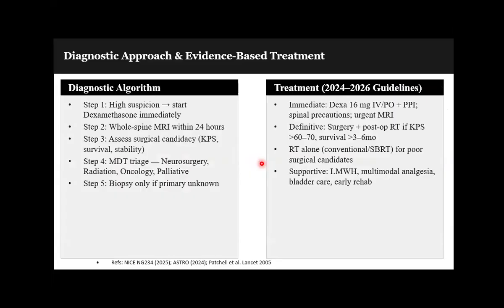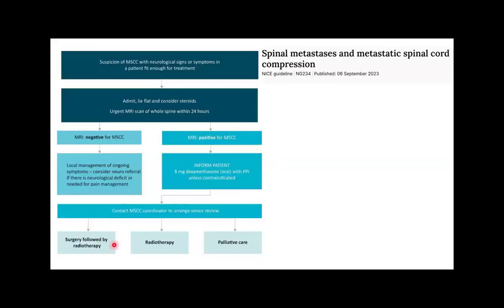Diagnostic approach and treatment, as we discussed, initiate steroids before imaging if clinical suspicion is high, and obtain a whole spine MRI within 24 hours to confirm the diagnosis, define the level, extent of compression, and screen for any skip lesion, and assess for surgical candidacy. And radiotherapy, surgery followed by radiotherapy is the usual definitive management. If in case of poor surgical candidacy, we can go with radiotherapy and otherwise palliative care.